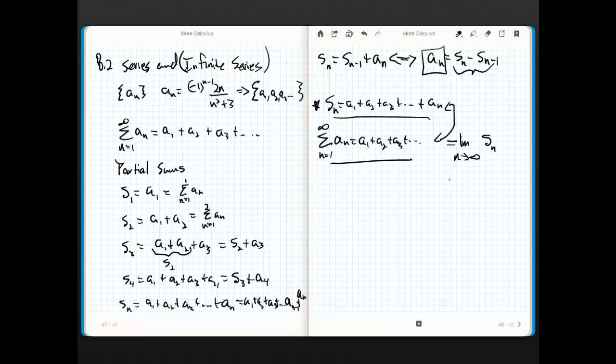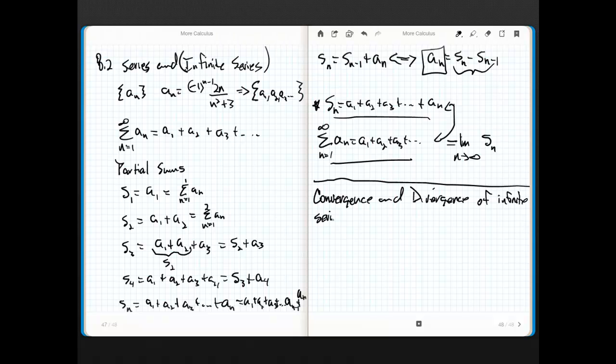Nothing to it. Okay? Now, we're going to have some fun. This is where we start getting crazy. We're going to talk about convergence and divergence of infinite series. But before we do that, I want to hem and haw just a little bit here. All right?